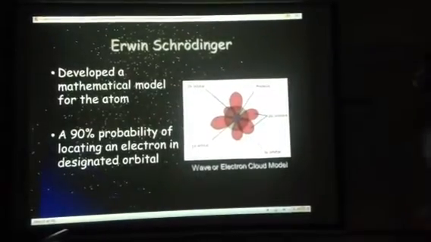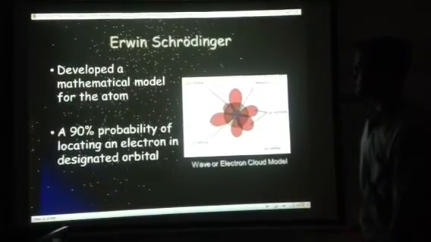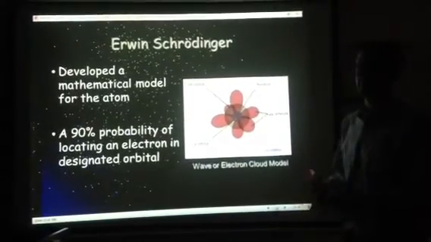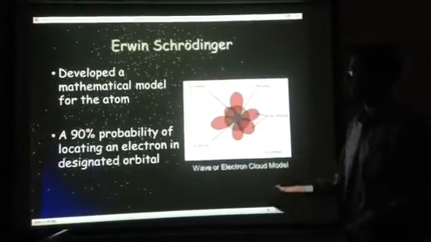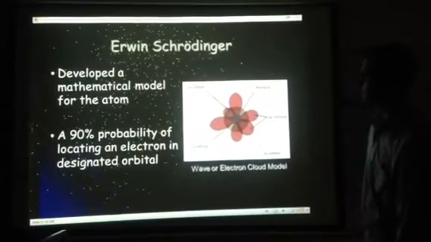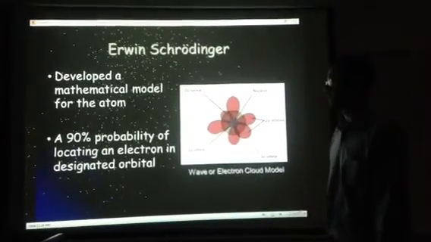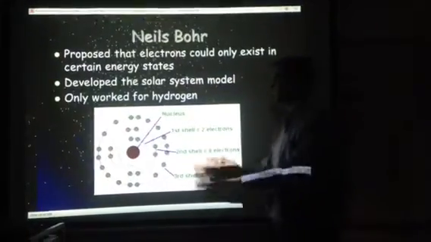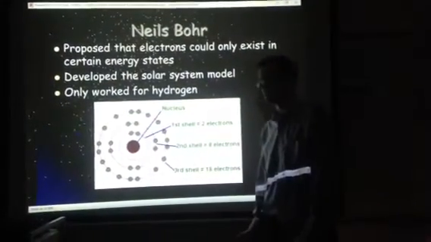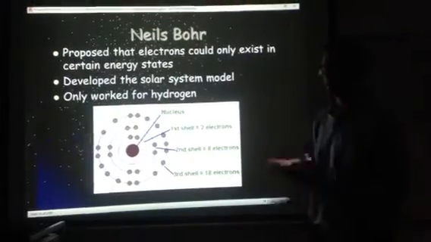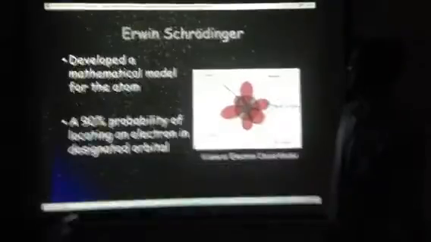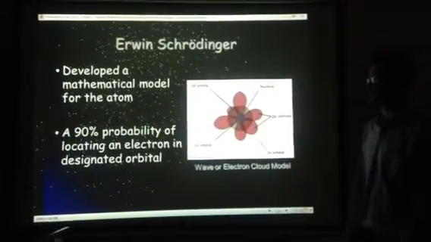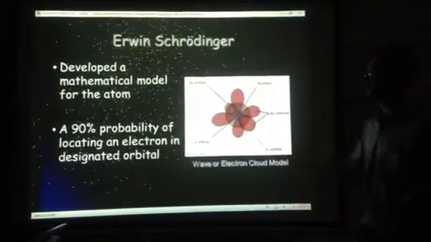This is Schrodinger. This is the current model that we use in chemistry to understand the idea of an atom. It's developed mostly based on calculus or quantum math. It gives a 90% probability of locating the electrons in the designated orbitals. Back to Bohr, a lot of these guys didn't know exactly where to find the electron. I think that was pretty well established across the board. Even Schrodinger's model isn't really perfect, but it has a much higher probability of locating electrons. So we know that they stick around in these areas.